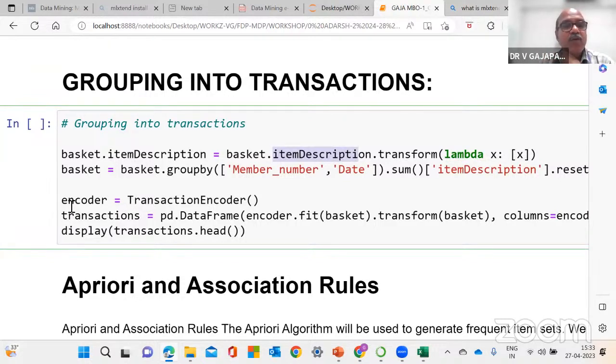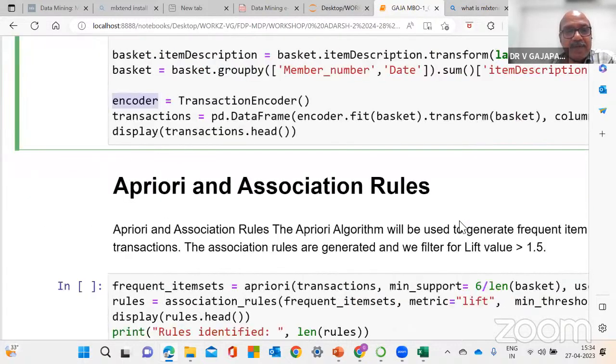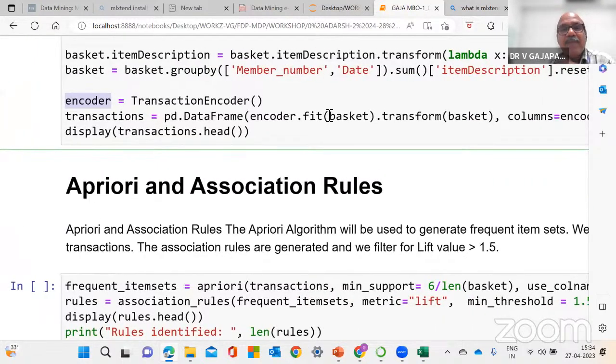For that, I'm using the transaction encoder. Encoder equal to TransactionEncoder. Therefore, I will be using encoder hereafter. Now, transactions equal to pd.DataFrame, I'm using the data frame data type. Encoder fit basket, I'm doing fitting here, and transform basket. This is the usual machine learning method, and the columns are encoder.columns. Now we will be seeing Apriori. Now I will be executing this one. No result we will be getting.